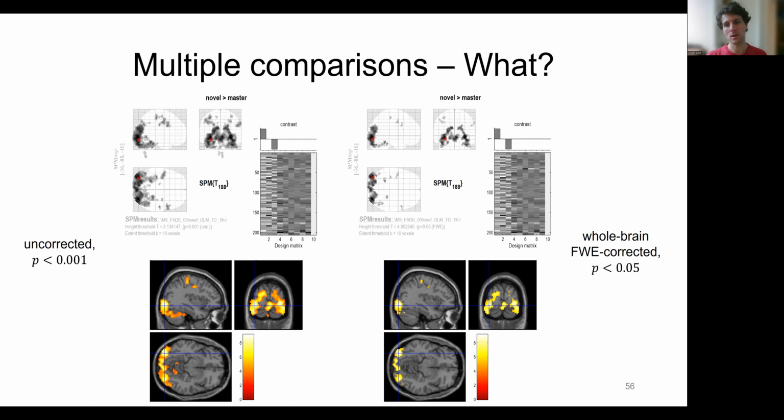On the right, you see statistical inference whole brain corrected for the family-wise error using a p-value of 0.05. And even though we're using a larger significance level here, 0.05 versus 0.001, we obtain a smaller number of clusters because we have here implemented the correction for multiple testing using random field theory.